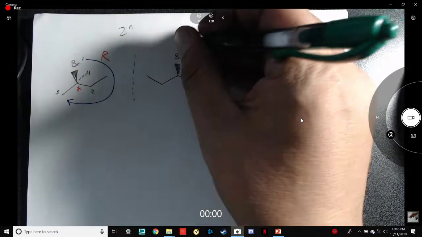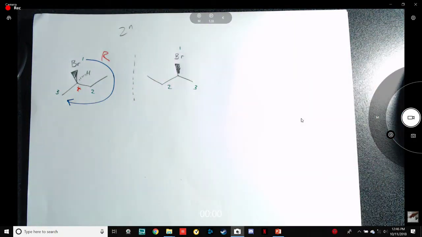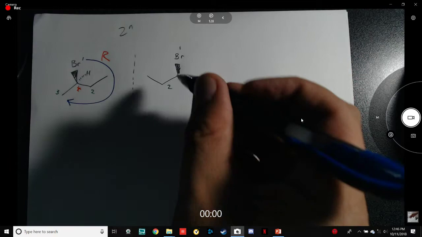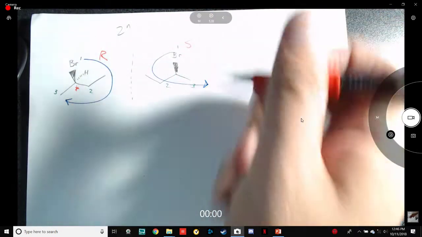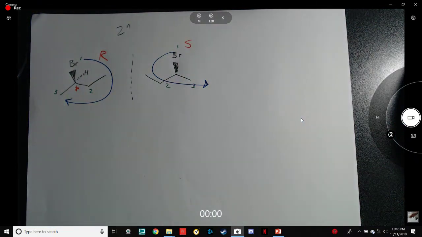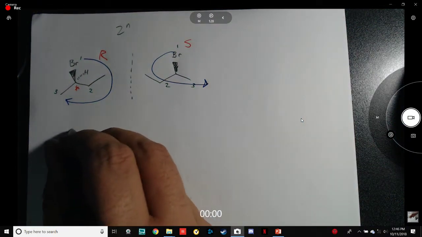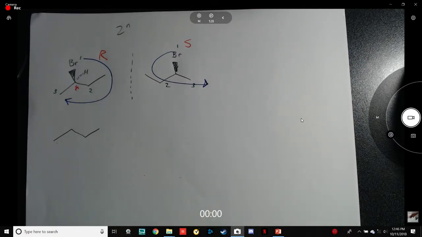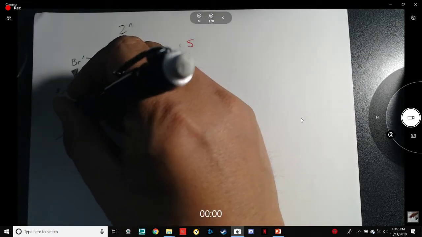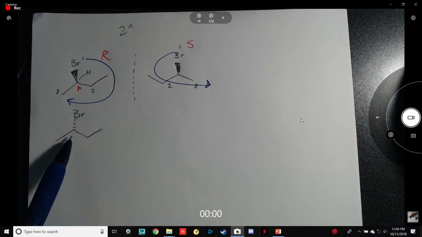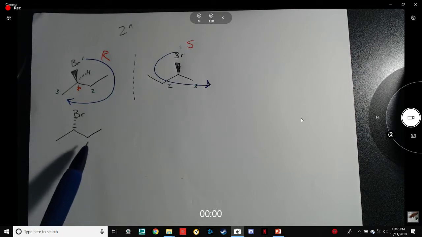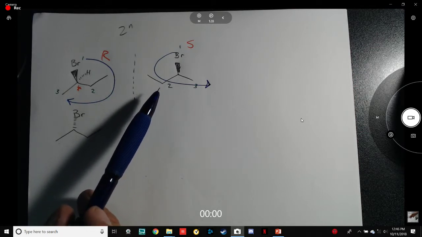So let's go ahead and just count 1, 2, 3. It looks like it's going backwards compared to the starting one. It's going like that, so this is an S designation. In my opinion, the easier way to do this is to just draw out the normal version of it, the way that the original drawing was, and turn any wedges to dashes. And then you have the mirror image, like that. If you think about it here, if we were to rotate this molecule 180 degrees, it would actually be this exact thing right here.